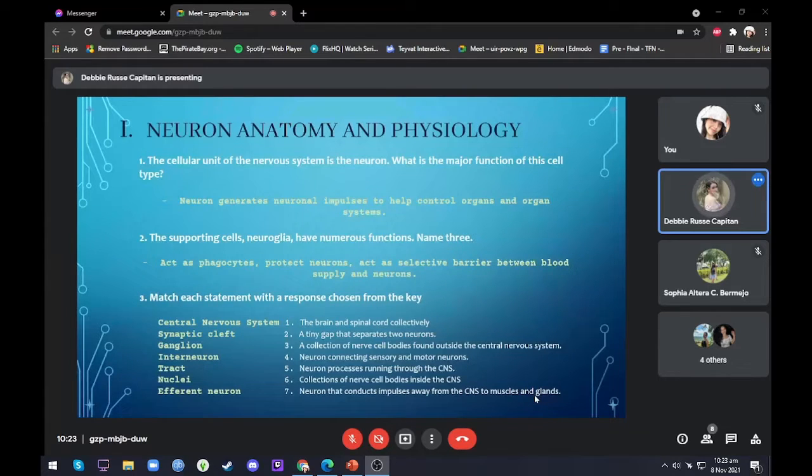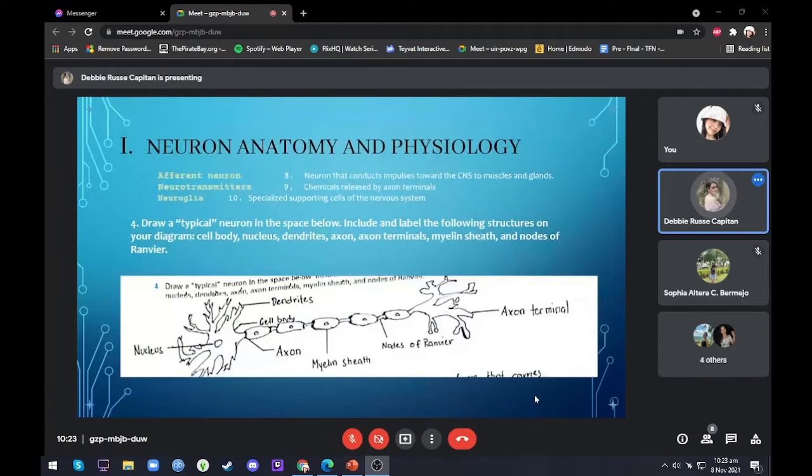Number 7, neuron that conducts impulses away from the CNS to muscles and glands. Our answer is the efferent neuron. Number 8, neuron that conducts impulses towards the central nervous system. Our answer is the afferent neuron. Number 9, chemicals released by axon terminals. Our answer is neurotransmitters. Number 10, specialized supporting cells of the nervous system. Our answer is the neuroglia.